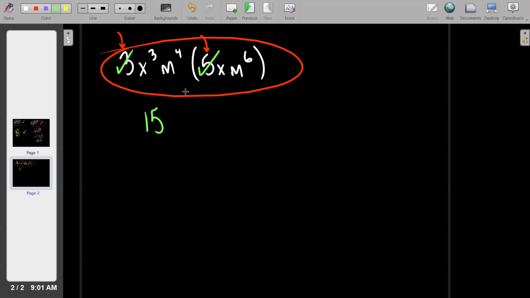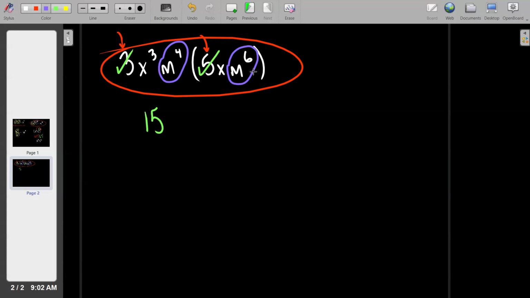Now we're going to move on and do the first variable. I like to go alphabetical. No one's ever going to tell you that you're wrong if you don't, but it's what a proper mathematician generally would do. So I'm going to say first in the alphabet is m. And I see that there's a power here and a power here. What am I going to do with those exponents? I'm going to add them.